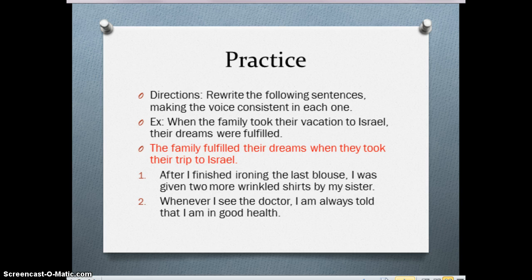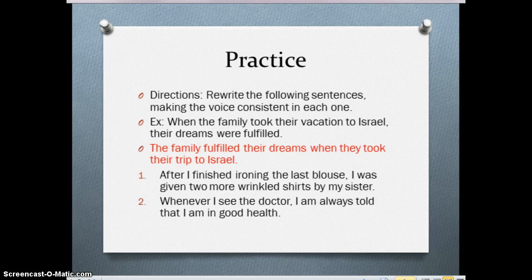So with these practice sentences, you want to find the verbs and see if the verb is being done by the subject or if it is happening to something. So let's do number 1 together. It says, after I finished ironing the last blouse, I was given 2 more wrinkled shirts by my sister. Okay, a hint that I see is that there is the word was. So I should know that when I see that word, it is written in the passive voice.